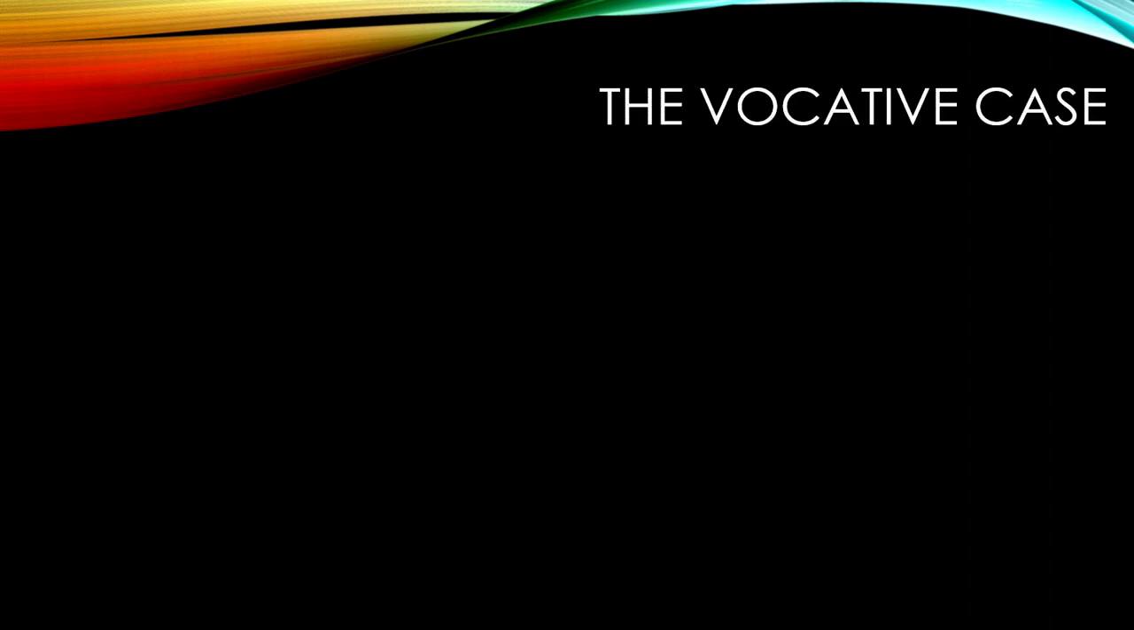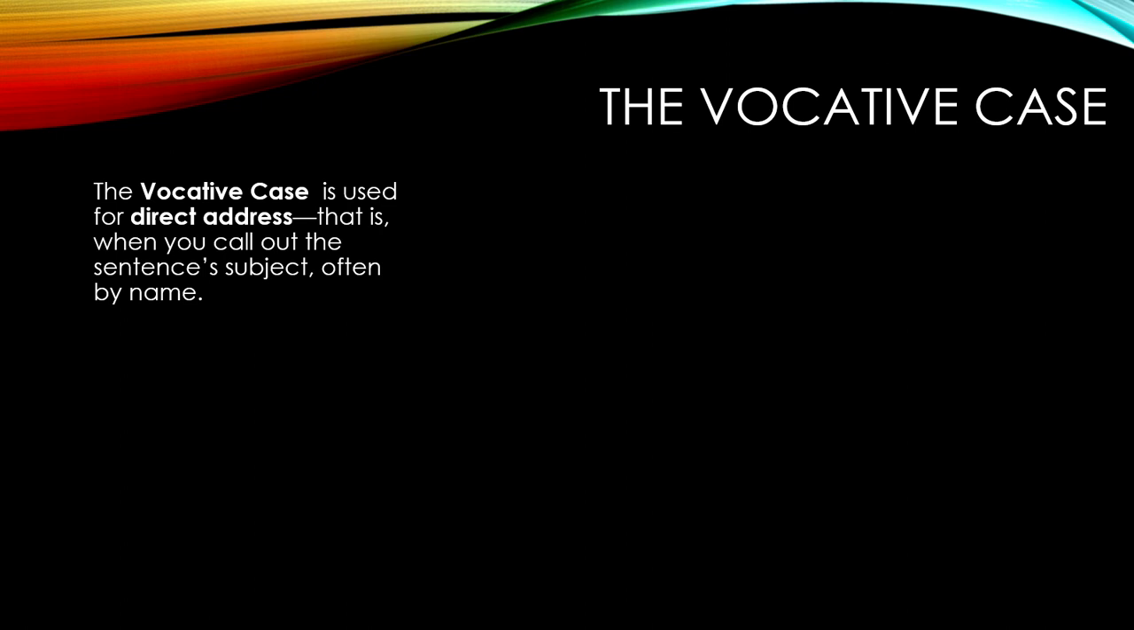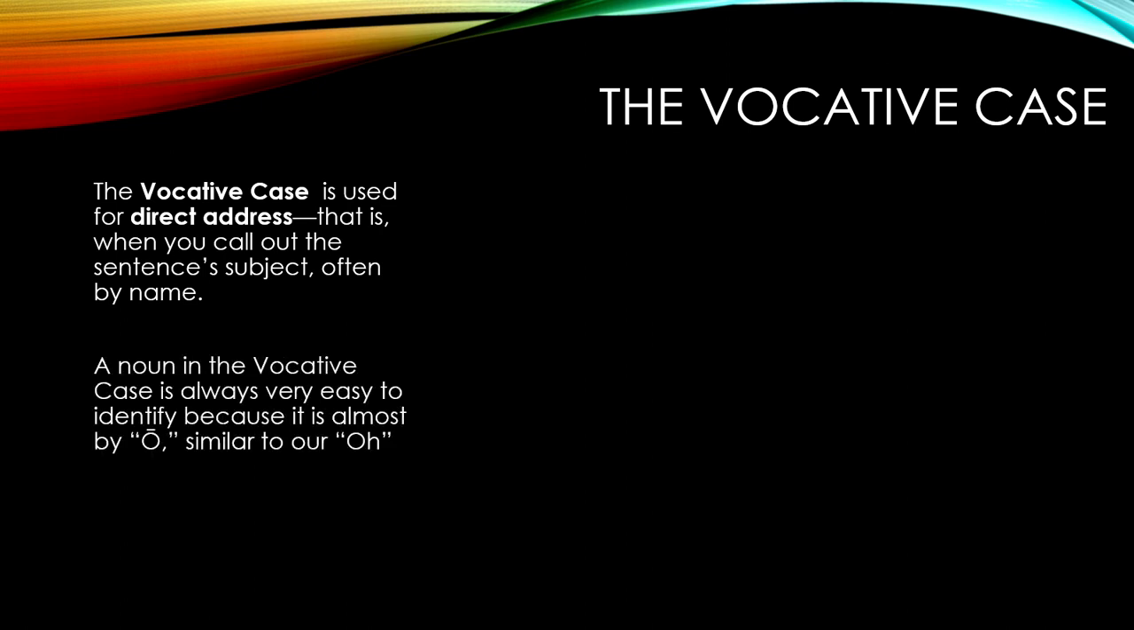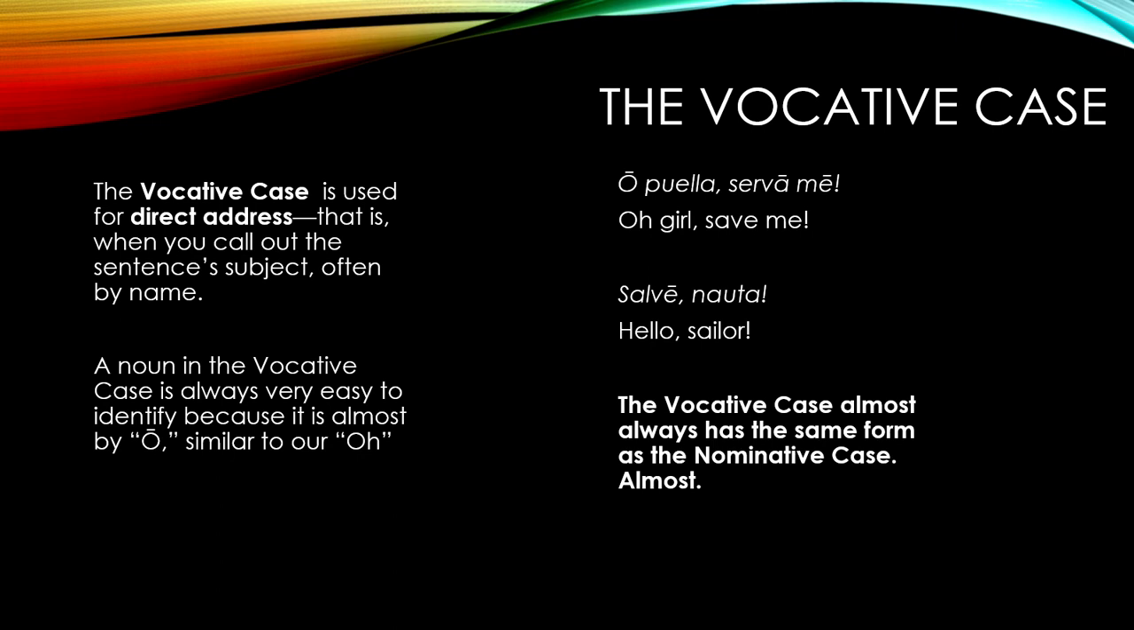The final case which we're going to learn today is the vocative case. As I mentioned before, it's not very common since it's only used for direct address. That is, when you call out the sentence's subject, often by name. It's usually very easy to recognize because it is accompanied with the introduction "oh." The vocative case almost always has the same form as the nominative case. Almost always. As you can see from the examples on the screen, nouns in the vocative case also tend to accompany imperative verbs, though yet again, this is not always the case.